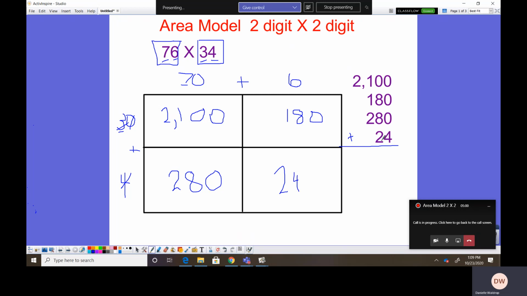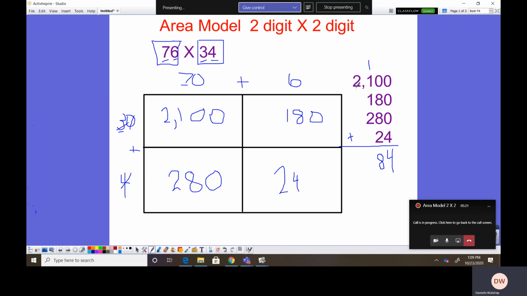Like I said, keep your ones all in the same place. Keep your tens stacked up, your hundreds, and your thousands. So 0 plus 0 plus 0 is 4. 8 plus 8 is 16. 16 plus 2 is 18. Well, I can't just write 18 here, so you have to regroup. So you're going to put your 8, carry your 1.